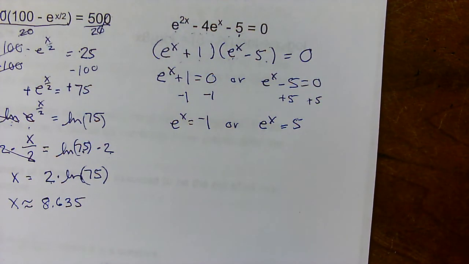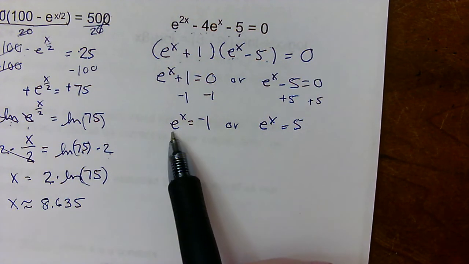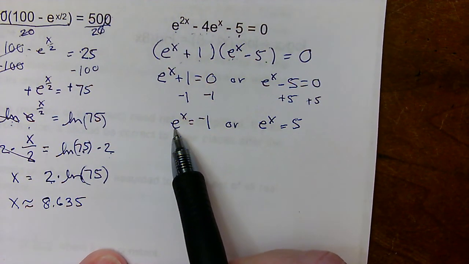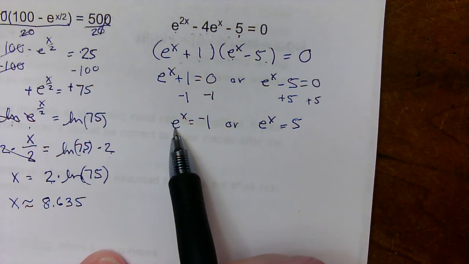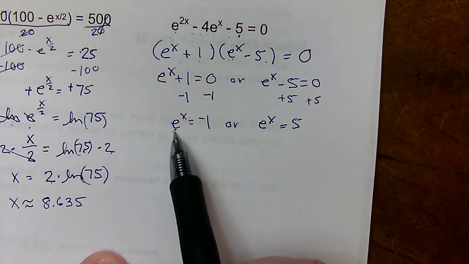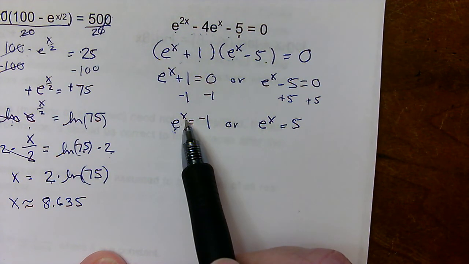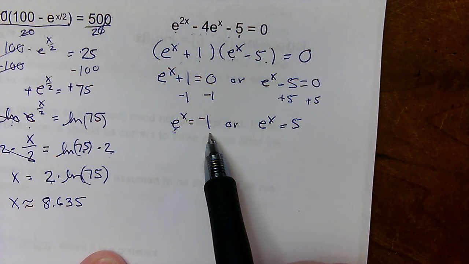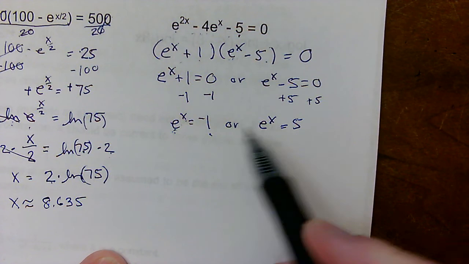One of the things we learned about exponential functions is that the base had to be positive. If this is a positive number and it's taken to any power, you can never get a negative answer because the range of a basic exponential function was from 0 to infinity.